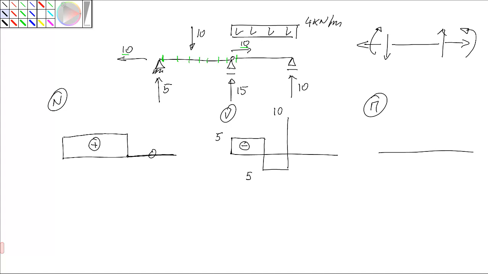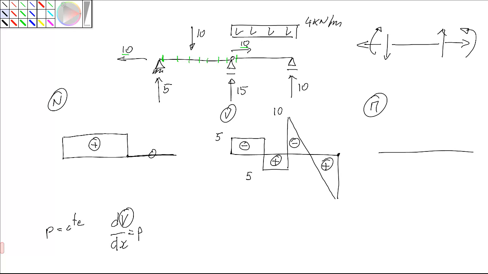From this point onward, we have a distributed force. If P is constant, since dV/dx is equal to P, it means that V is linear, and it changes by the area of this diagram. This diagram is 4 kilonewtons times this distance, which is 5, 4 times 5, 20. It's 10, it goes to minus 10. Something like this. And then we have a final reaction of 10 that brings the diagram back to 0, meaning it closes.